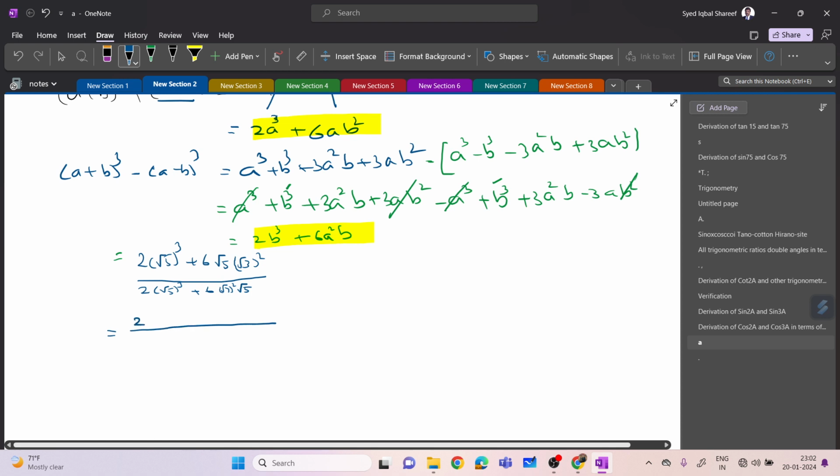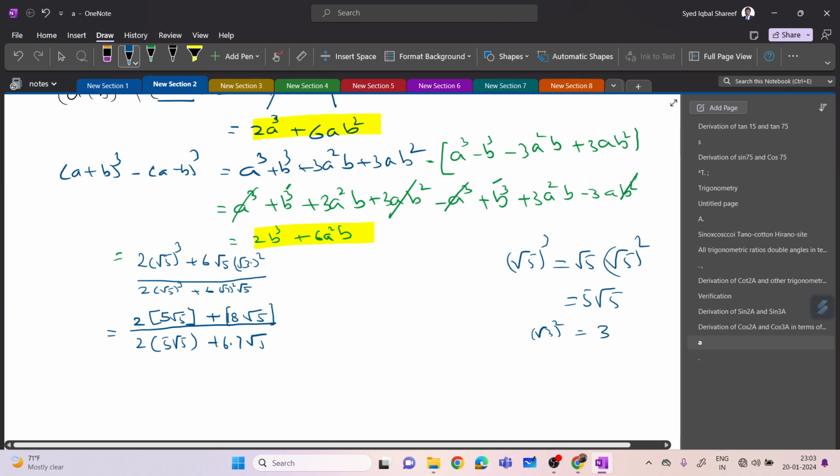So this can be written as 2 root 5 cube. What is root 5 cube? Root 5 into root 5 is square. Root 5 square is 5. So it is 5 root 5. So this is 5 root 5. This is root 3 square. Root 3 square is 3. So 3 sixes are 18. 18 root 5, divided by the same 5 root 5 plus 6 into 7 root 5. So that is the thing that we got.